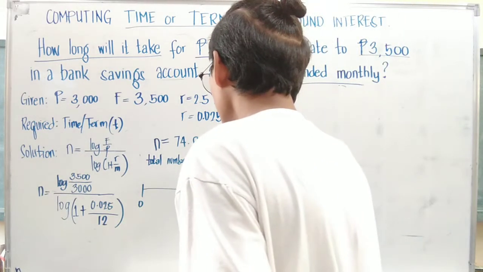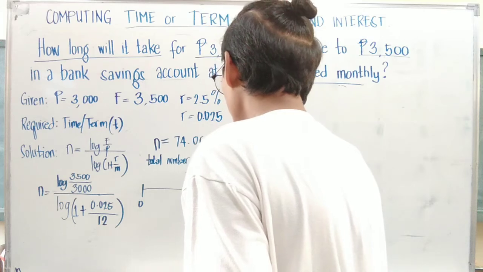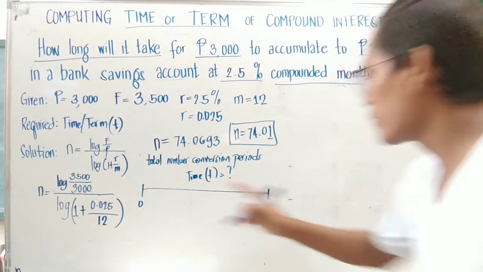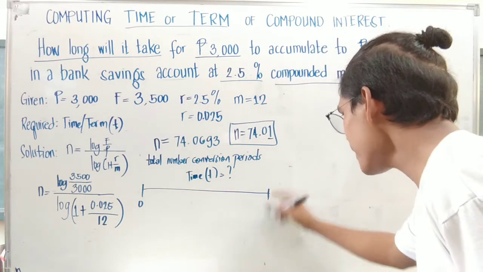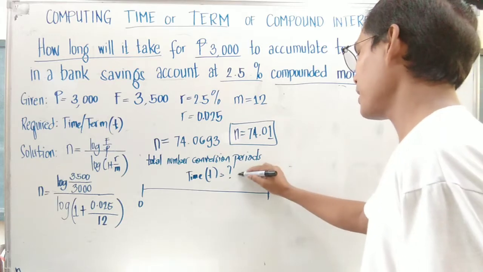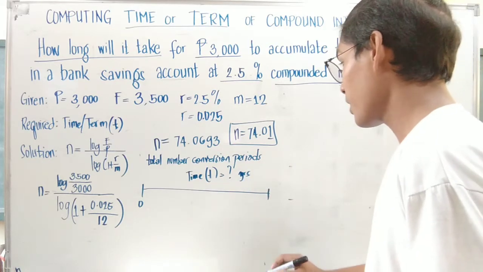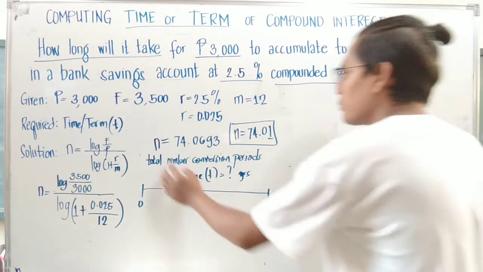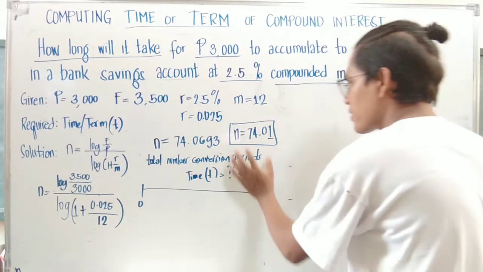Again, your time t is unknown. So from 0 to how many years? Unknown years. But from our solution, we have found out that the total number of conversion periods is 74.